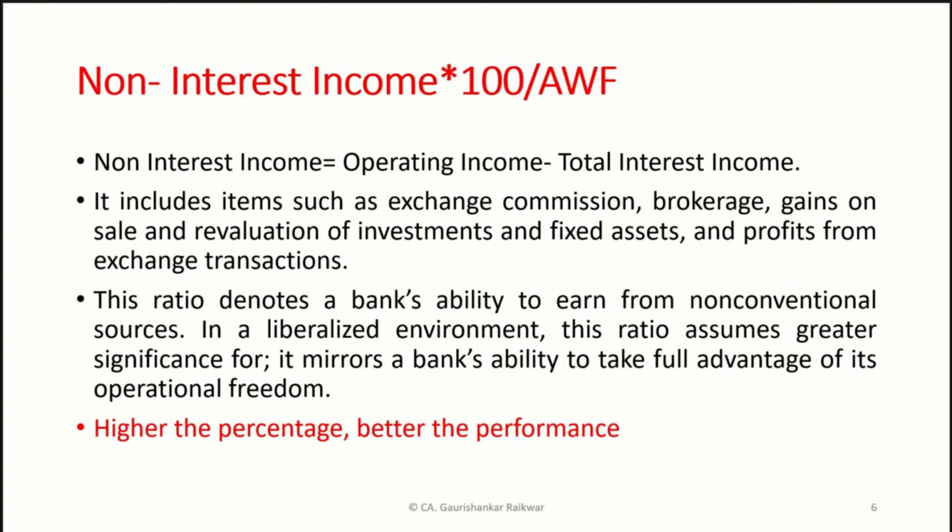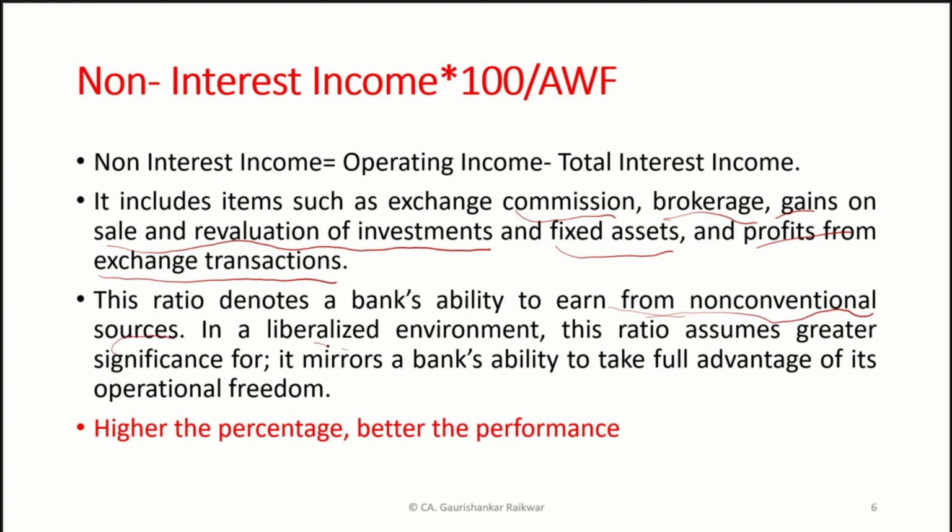Then non-interest income. Non-interest income basically includes exchange commission, brokerage, gains on sale and revaluation of investment and fixed assets, and profit from exchange transactions. As we know, other than interest income, a bank does many activities like locker or insurance business for third party products. So this is the non-interest income. This ratio denotes a bank's ability to earn from non-conventional sources.